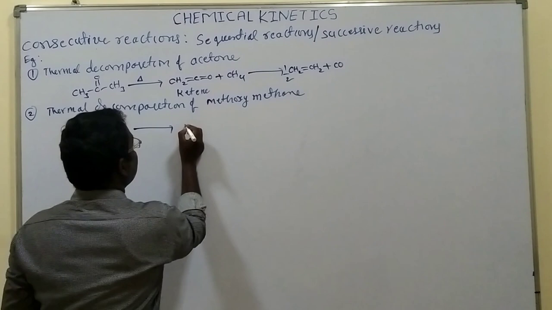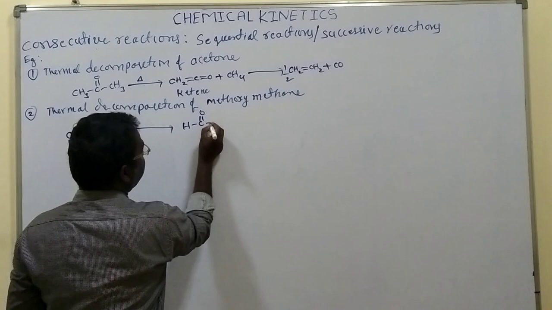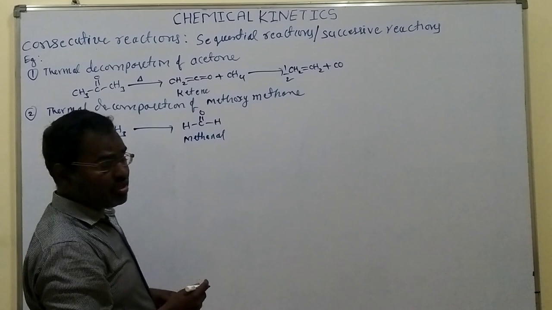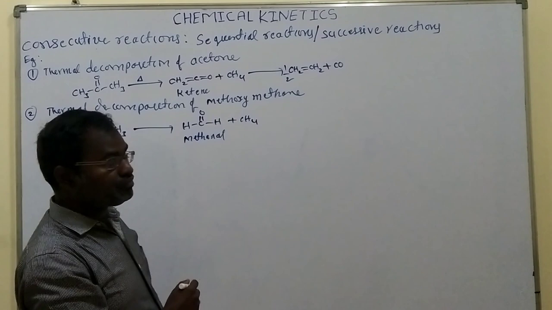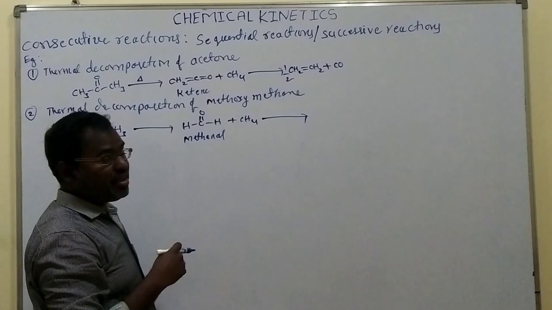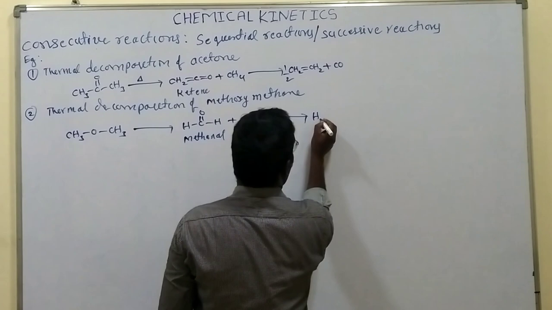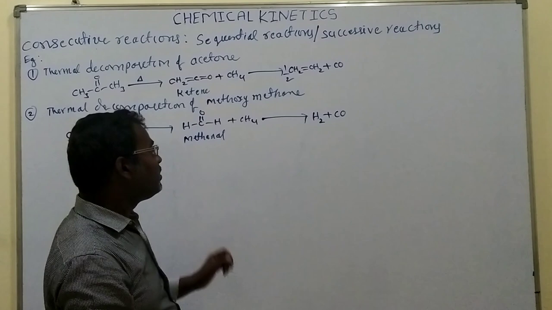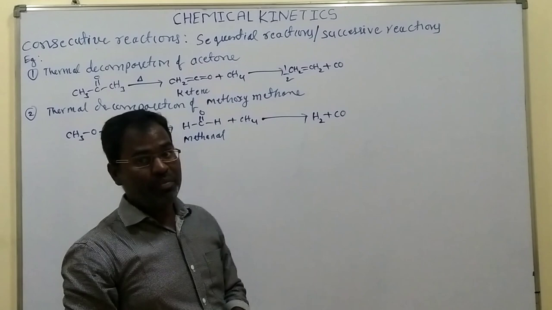Formaldehyde is H C double bond O H, also called methanal. Plus we get methane, CH4. In the second step, this formaldehyde undergoes further dissociation and gives hydrogen gas plus carbon monoxide. So it is also a two-step process. Finally, we get hydrogen gas and carbon monoxide as the products.